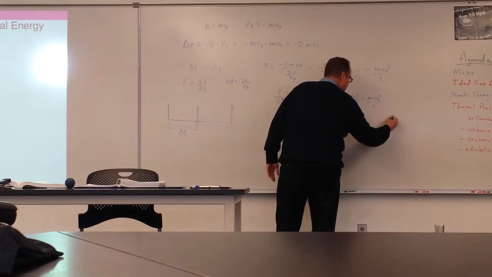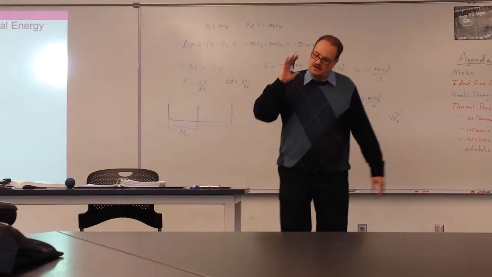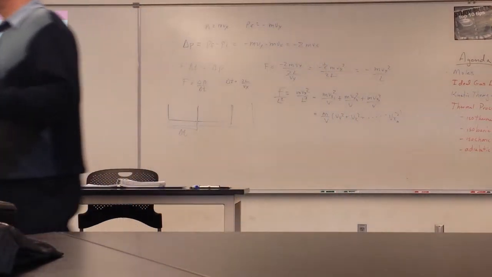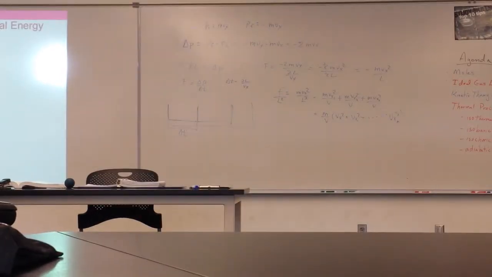Dot, dot, dot, dot, dot, to vx n squared. Whole bunch of them. All right, now here's the thing. Not every atom in the box is moving at the same speed. There's a distribution of speeds in the box. The atoms are all moving at different speeds.